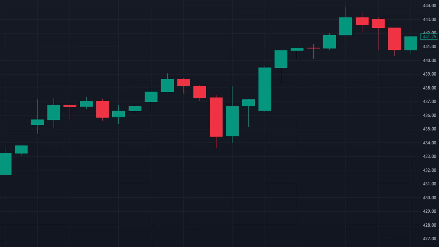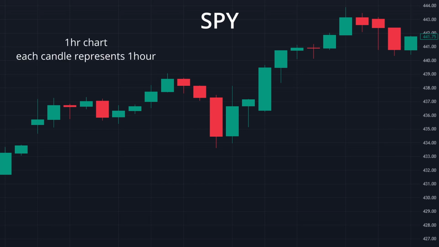Now, let's explain this on a chart of the S&P 500 ETF, commonly known as the SPY. What I'm looking at is the 1 hour chart, where each candle represents 1 hour of price action. The big red candle shows us that in this hour, price opened just above 437 and closed at around 434.5, indicating this was a bearish candle, with the lowest price during this hour hitting lows of 433.6.